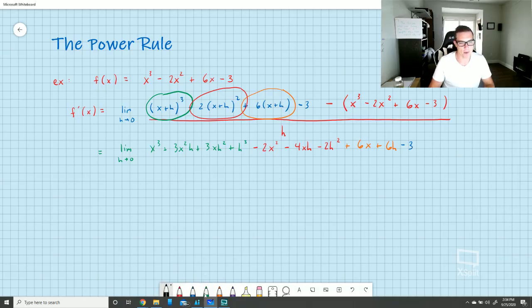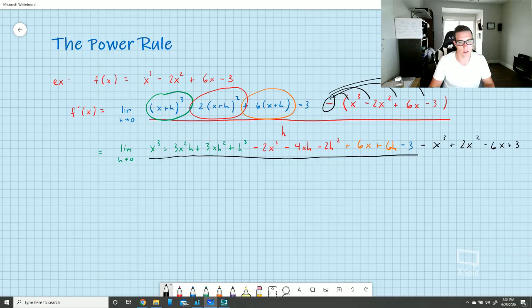Don't forget the back part. Minus, and then distribute all of that. Minus x cubed plus 2x squared minus 6x plus 3, all over h. I don't know what you're thinking at this point. You're like, come on, Mr. West, this is ridiculous. And I agree. I don't expect you to do this all the time. I'm about to show you something pretty fantastic. But I actually kind of like this part.